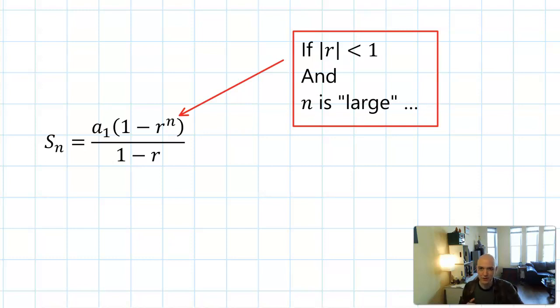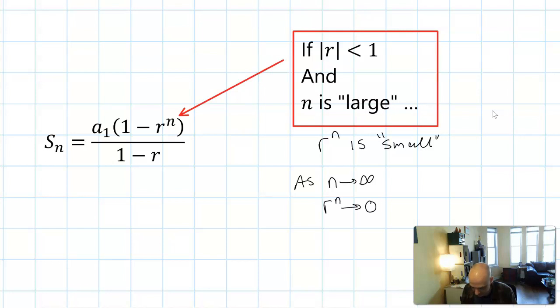And if we imagine that we're looking at this finite sequence as it's growing and growing and growing, well, we could still use this for any finite number, even 1,000 terms, we could still use this formula, but what would happen? Well, if the ratio is less than 1, and n is large, and large is however big you need it to be, then r to the n is small. Or we could say, as n goes to infinity, r to the n should trend to 0.